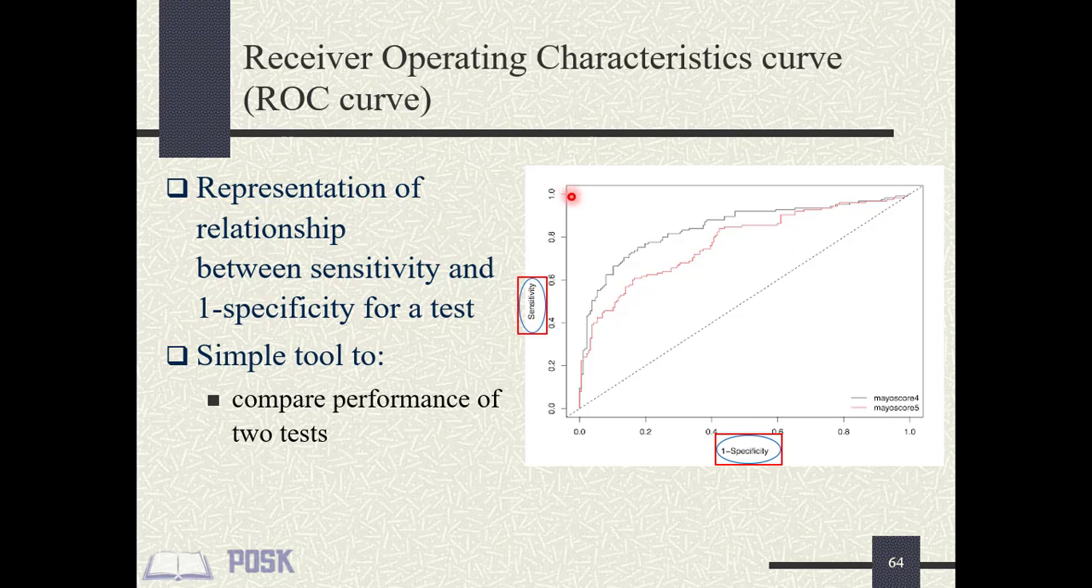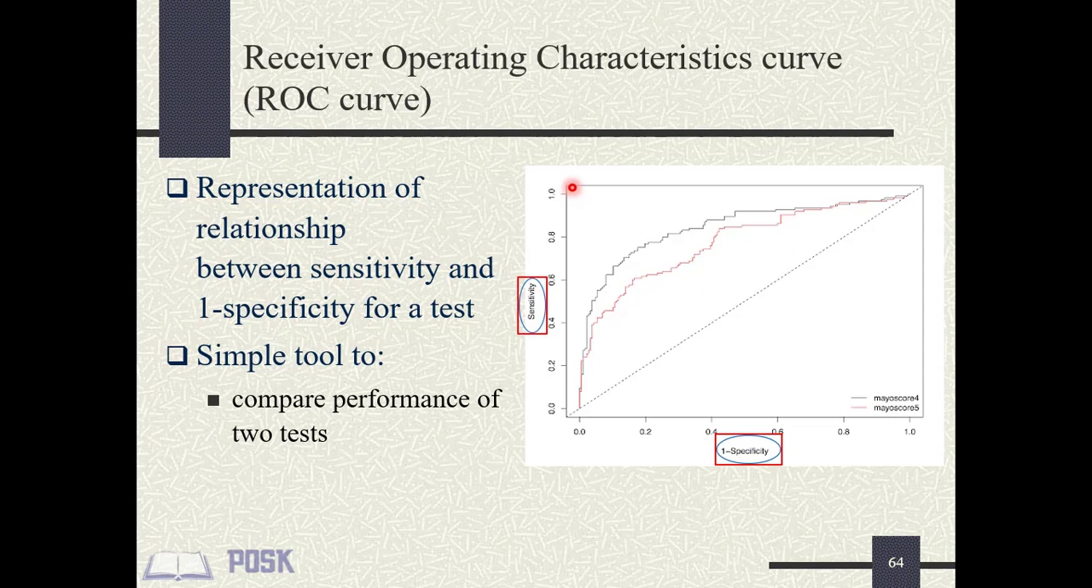Such a model will be doing a good job of discriminating between those who have the disease and those who do not. A model with low sensitivity and low specificity will have a curve that is close to the 45-degree diagonal line. The 45-degree diagonal line is the line of no effect. So what we can see here is that as far as these two curves are concerned, Mayo score 4 is doing a better job at discriminating than Mayo score 5 because it is closer to the upper left hand corner.